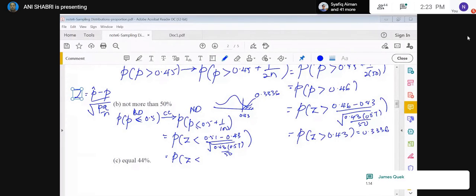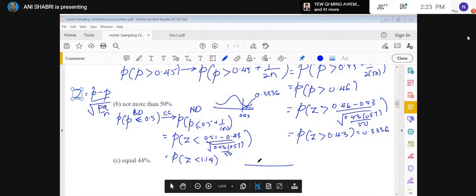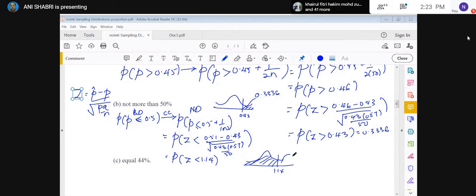Okay, dapat berapa ni? Satu. 1.14, 1.14. Okay, look from the table, 1.14 like this one. The area is on your left. Area sini kita boleh dapat 1.14, it is equal 0.1271. Okay, macam mana dapat ni?